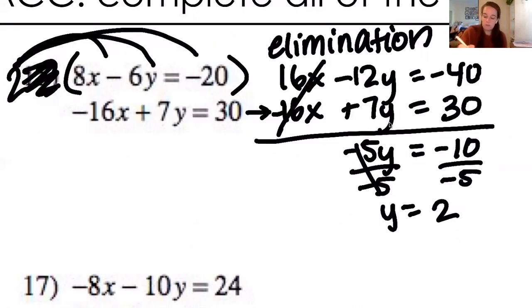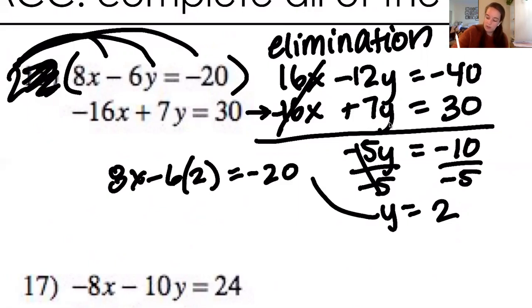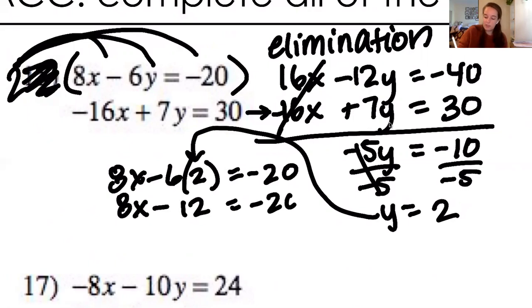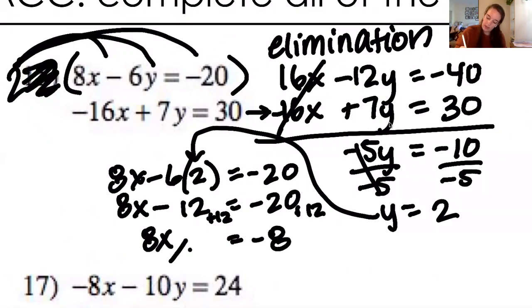I'm just going to do the top one. 8x minus 6 times y, but now we know y is equal to 2, is equal to negative 20. So we put that in there. So I have 8x minus 12 equals negative 20. Adding that 12 to the other side, I get 8x equals, add 12, negative 8, divide by 8 on both sides. We get x equals negative 1.